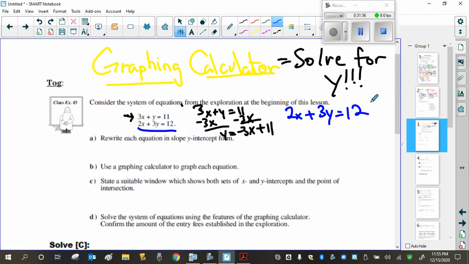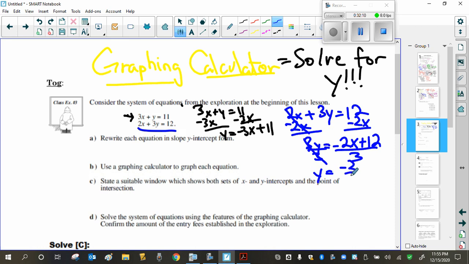Before you get y by itself, you gotta get 3y by itself. You gotta get rid of 2x. To get rid of 2x, you subtract 2x on both sides. Not divide by 2. As previously stated, subtract 2x, subtract 2x, and you get 3y equals negative 2x plus 12, and then divide by 3, you get y equals negative 2/3 x, and 12 divided by 3 is plus 4.